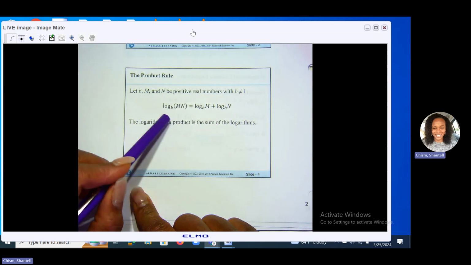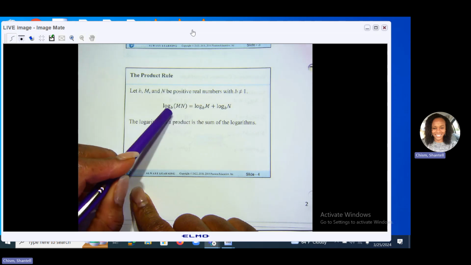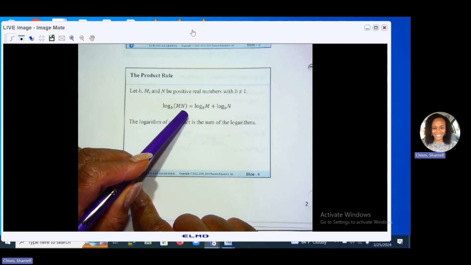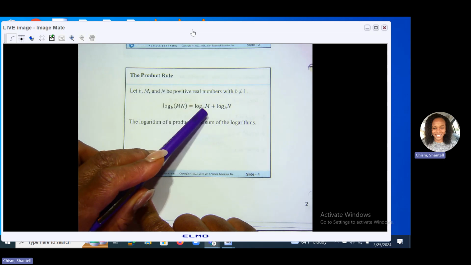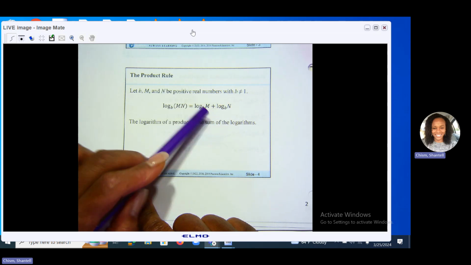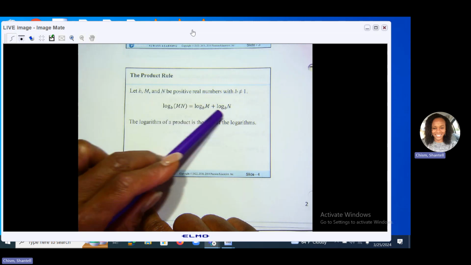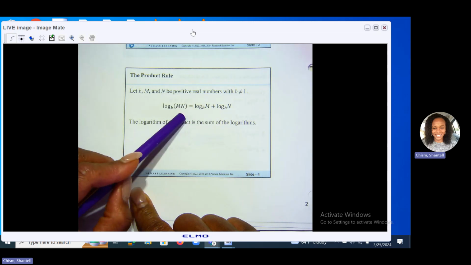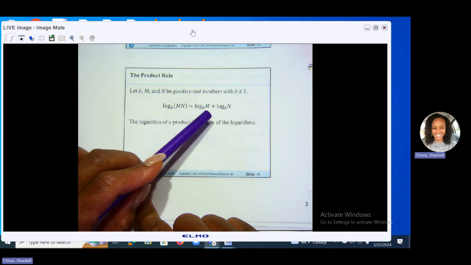Okay, so log base b of m times n. So log base b of a product is equal to the sum of their logs. So we can break that product apart and write these as a sum. This would be an expansion. It would be an expansion of a product to a sum.